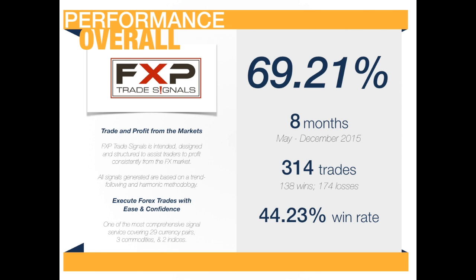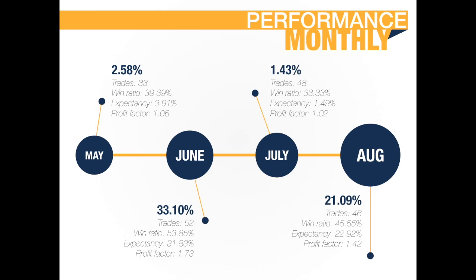Let's break it down into performance by month. We started in May. May came in at about 2.58%, with a total of 33 trades taken and a win ratio just below 40%. June was pretty great. It was one of the highest months that we clocked in, returning about 33% with 52 trades taken, and you can see the win ratio is above 50%.